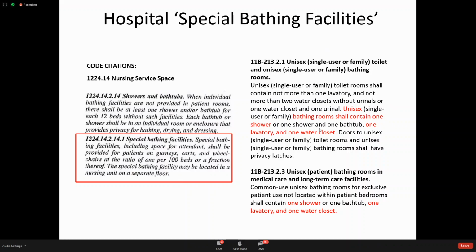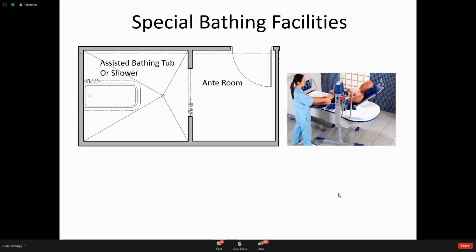Now, on the right side of the screen, I've got the code requirements that apply for toilets and bathing rooms. What I've shown in the red text, that's a different iteration and a different thing. The point I want to drive home there: this code requirement says that you shall have one lavatory and one water closet in addition to the shower or bathtub. So I think I can explain this better with a slide that shows a floor plan. If you're doing the special bathing facility, this is how it looks, more or less schematically.